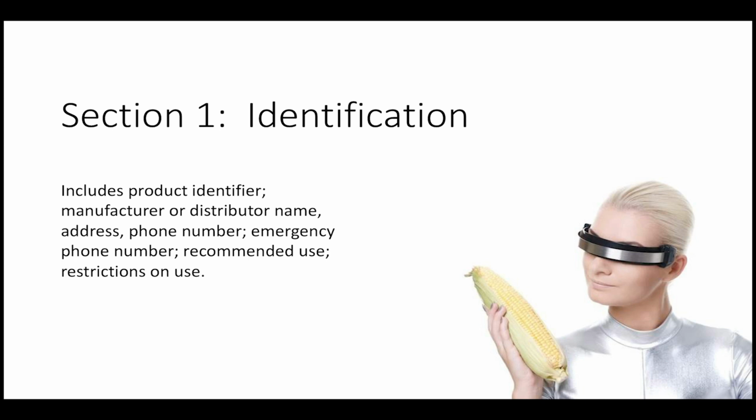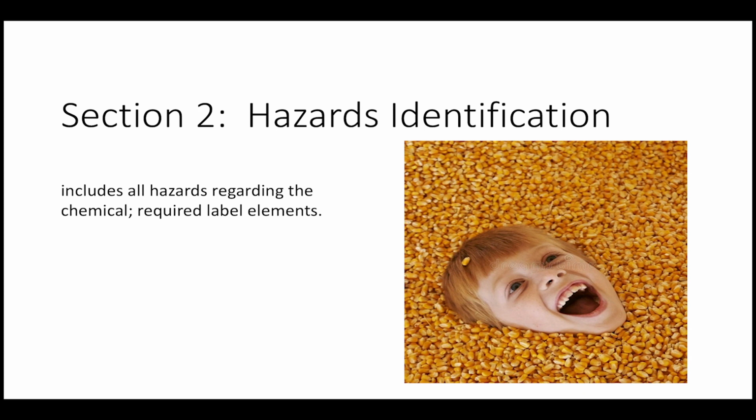Okay, so this includes the product identifier, manufacturer or distributor name, address, phone number, emergency phone number, recommended use, and restrictions on use. So this is the most fundamental information on a product that you're going to need. It's also the most important. Side note, this is organized by most important or most frequently used.